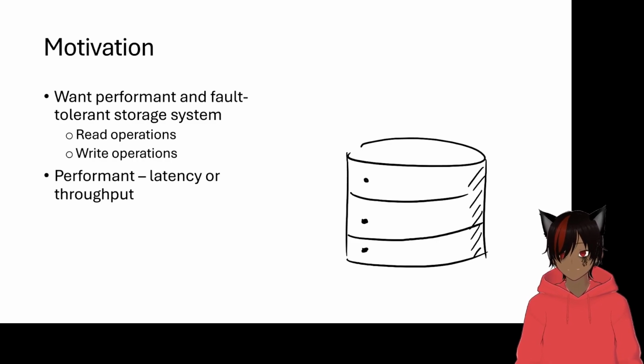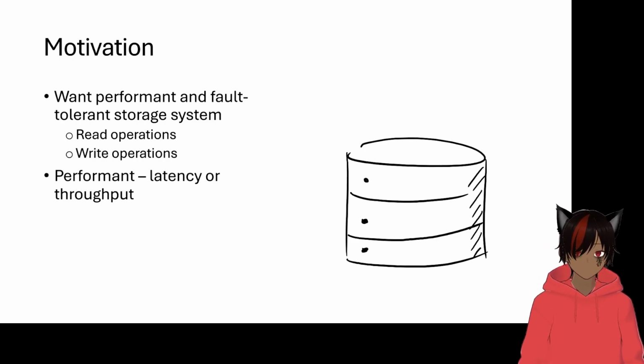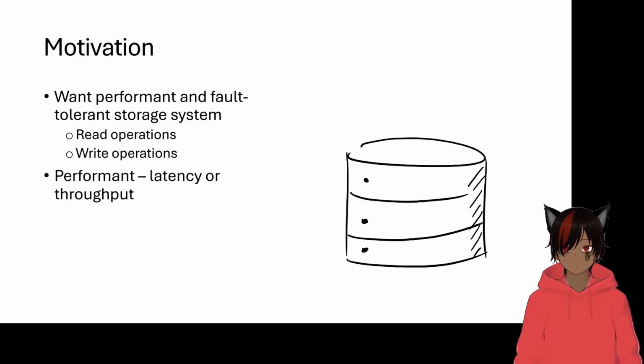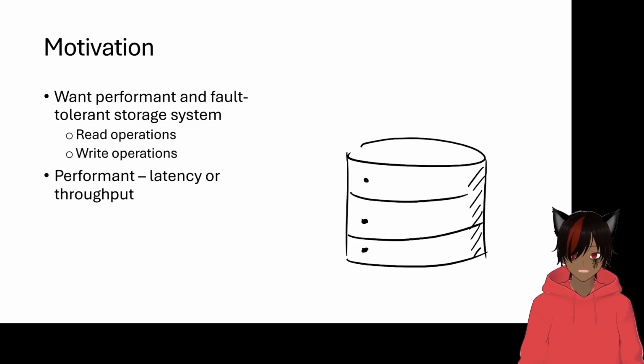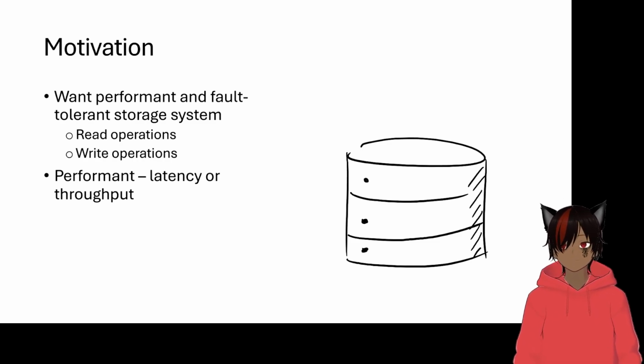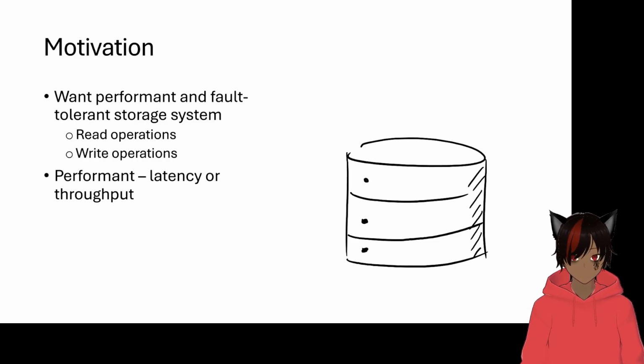And for performance, we mean latency or throughput. So latency is kind of the amount of time that a single request takes to complete, and throughput is, hey, how many requests can I do per second? Throughput is really about multiple requests.